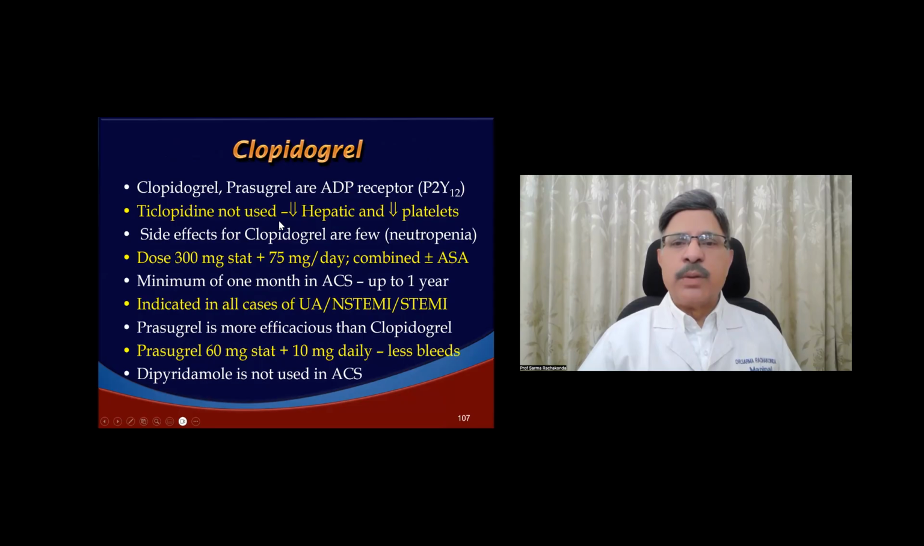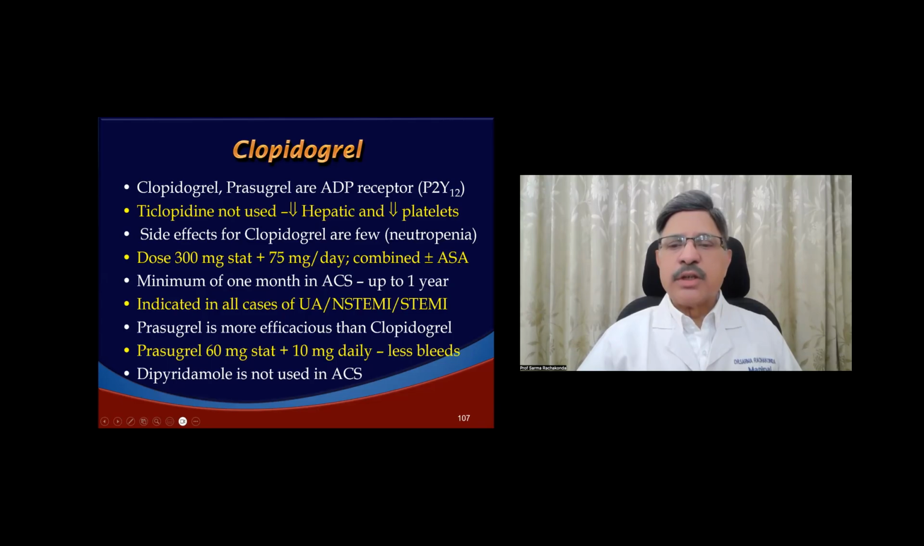Ticlopidine is not used because it decreases the hepatic function and also decreases the platelets. Better give clopidogrel or prasugrel. Side effects of clopidogrel are very few. If at all you get a side effect, neutropenia you will see. How much? Stat dose is 300 with 325 aspirin, and then 75 milligrams is the continuation dose, combined with or without ASA depending on the need. How long? Minimum of 1 month for ACS, usually up to 1 year. Indicated when? All cases of unstable angina, NSTEMI, and STEMI.